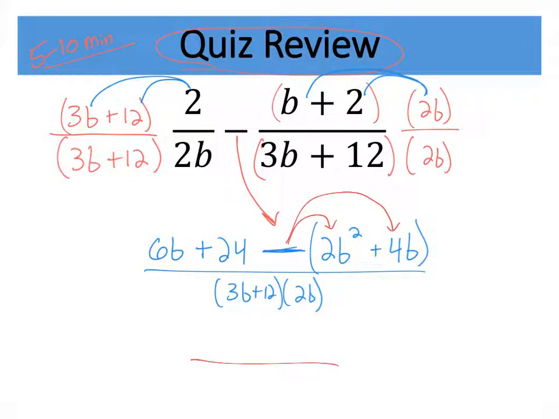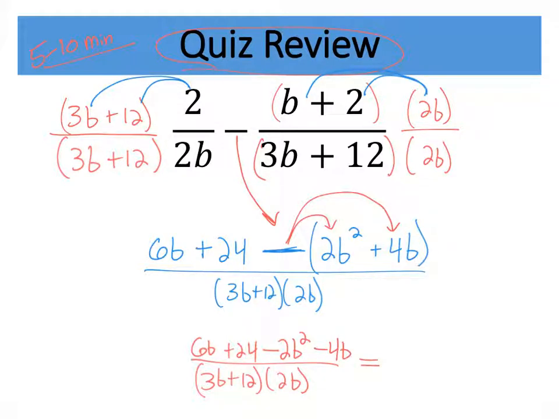So we still have a common denominator of 3b plus 12 times 2b, and I still have that 6b, and I still have the 24, and now I'm doing the distribution, so negative times 2b squared, so minus 2b squared, and the negative distributing to the 4b, so negative 4b.